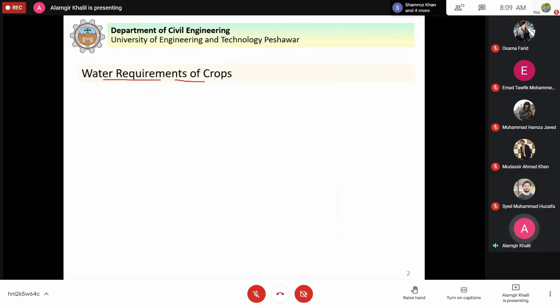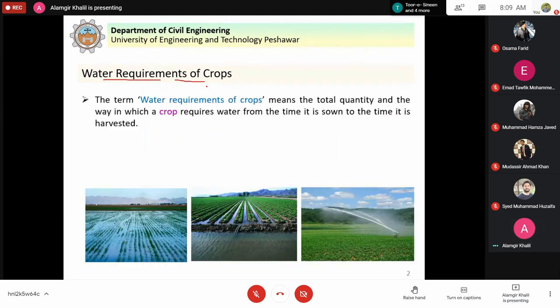Water requirements of crops. The term water requirements of crops means the total quantity and the way in which a crop requires water from the time it is sown to the time it is harvested. So what we mean by the water requirements of crops is the total quantity and the way in which a crop requires water from the time it is sown to the time it is harvested. This is known as water requirements of crops.